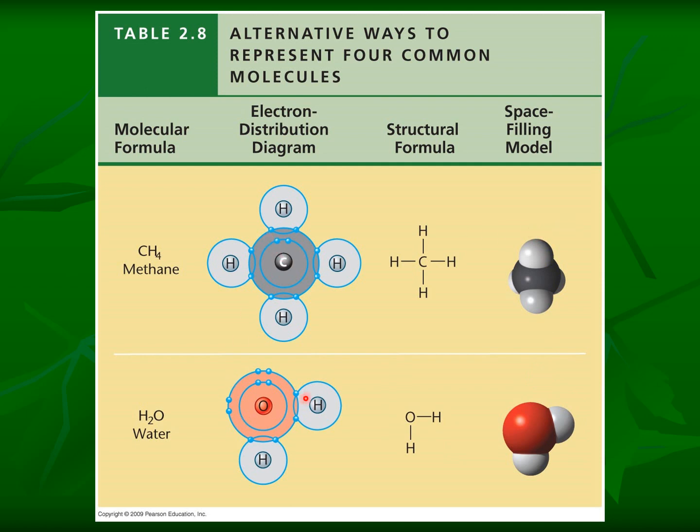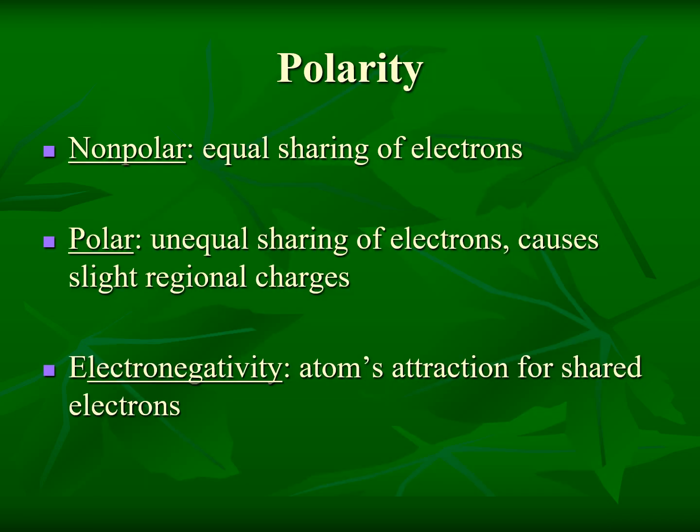This is just showing an addition, other examples of sharing of these. This is water down here. You're sharing a pair of electrons. So if you're actually sharing it, that's a covalent bond. Now, if it's equal sharing, it's known as nonpolar covalent. However, sometimes it's not an equal sharing. And that leads to what we call regional charges.